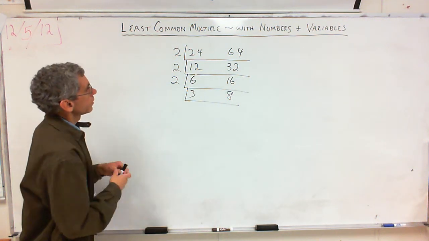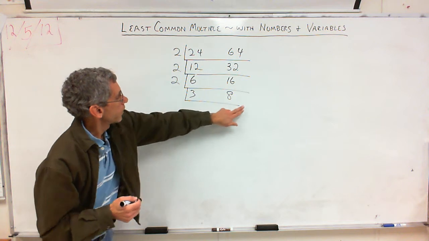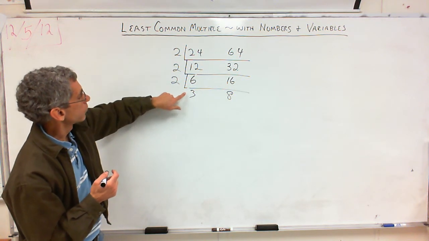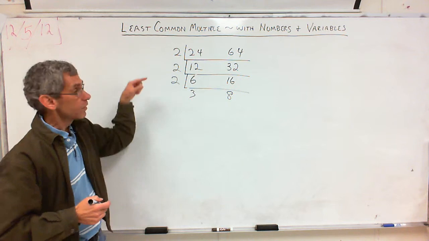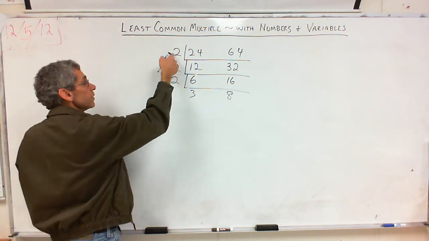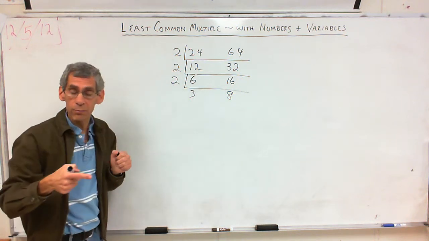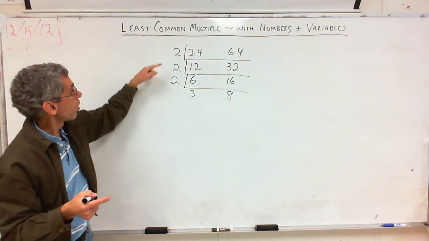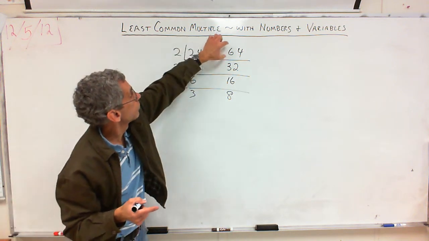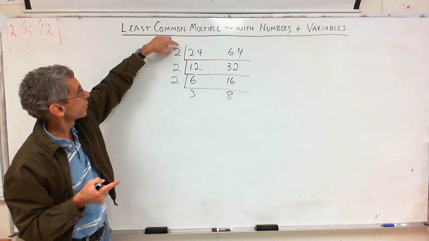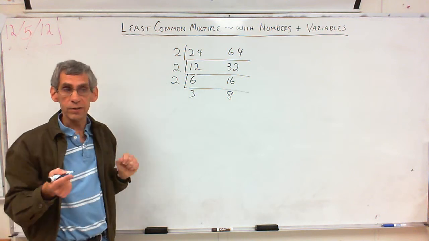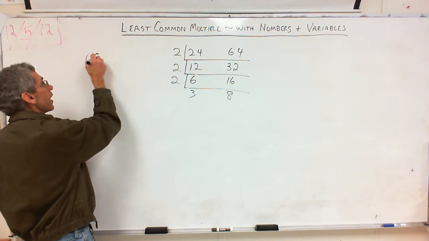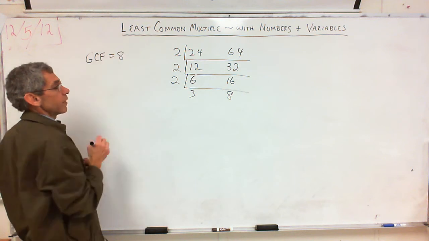But notice what I have here. I can't go any further here, so I'm going to just leave it like this. This times this is my greatest common factor, right? Those are all the factors that I factored out of these 2 numbers. So my greatest common factor is 2 times 2 times 2, which is 8.